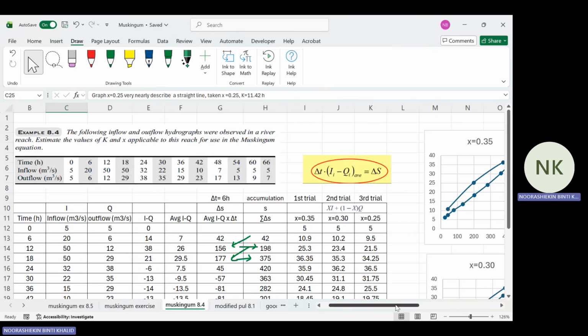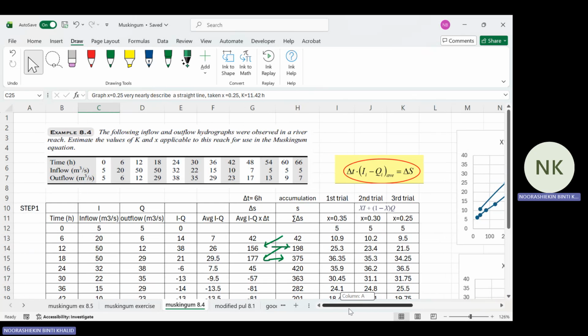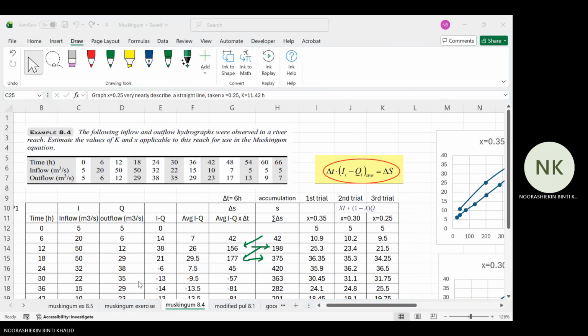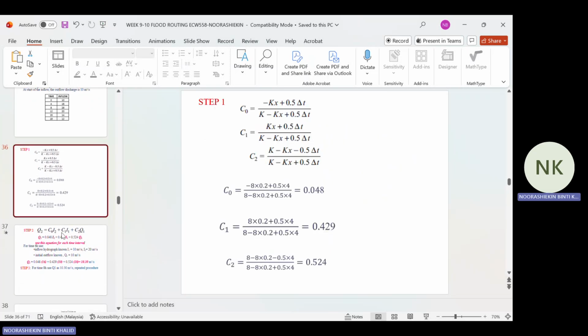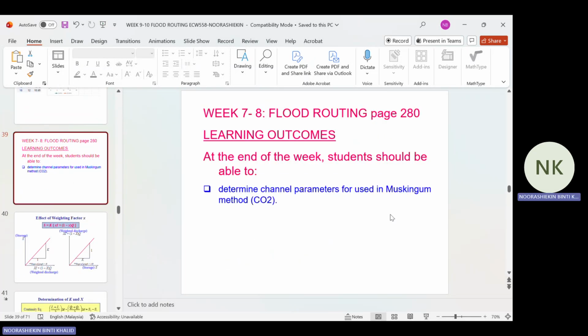Then we go to example 8.4. Go to lecture first. Okay, done for exercise. And then we go to channel parameters. Outcomes number 2. Channel parameters.